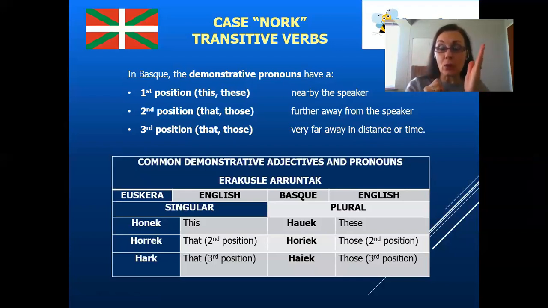You cannot ask the question, what do you go? It makes no sense. What do you go? What do you eat? I am eating an apple. You can ask. And the apple will be your direct object. And that is why we differentiate nor and nork.